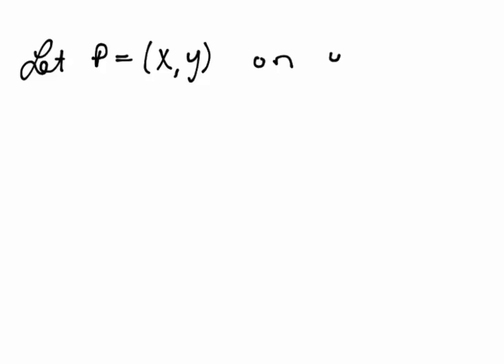All right, we're going to look at a problem. We're going to let P equal some point, an xy coordinate, on the graph of y equals x squared minus 8. Okay, let's think about that for a second.